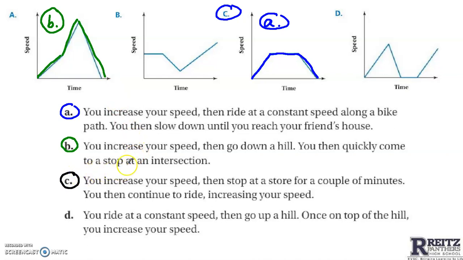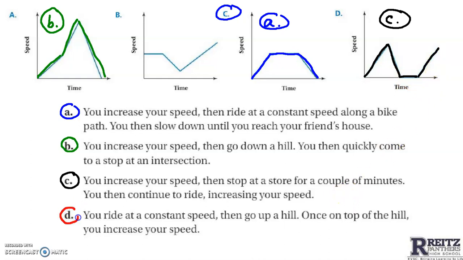Lowercase c says you increase your speed, then stop at a store for a couple of minutes. You then continue to ride, increasing your speed. That's graph D. You increase your speed, then stop at a store for a couple of minutes. To stop at the store, you have to slow down all the way to 0 first. For the 2 minutes or so you're at the store, your speed is 0. You're not moving. You then continue to ride, increasing your speed.